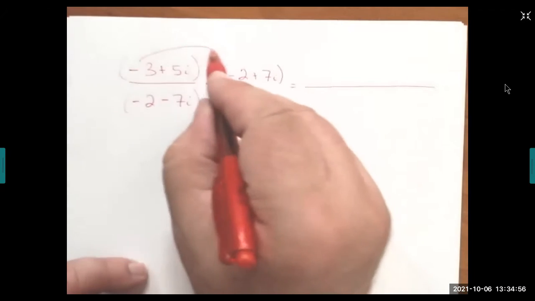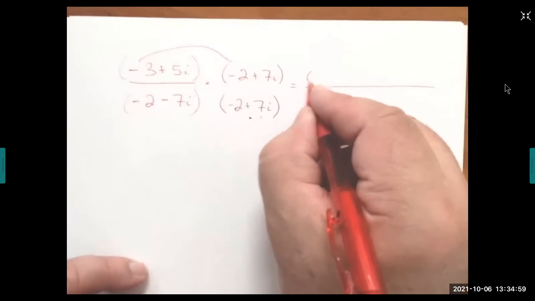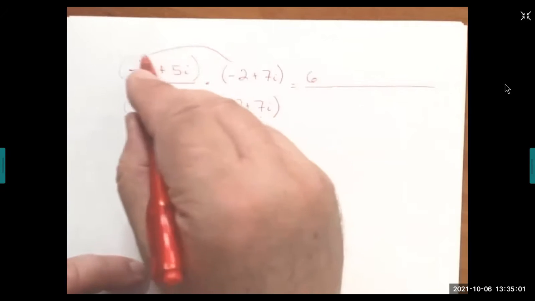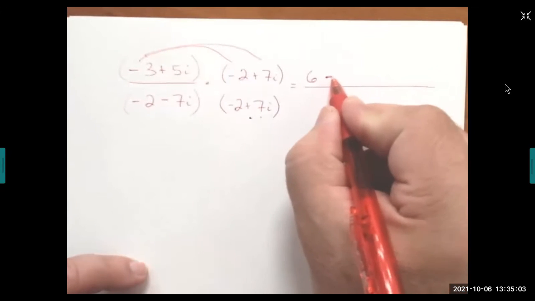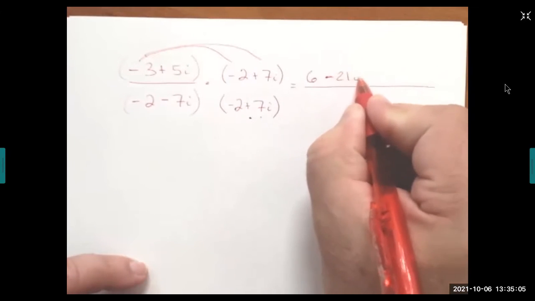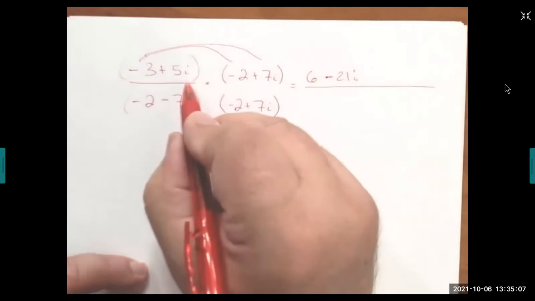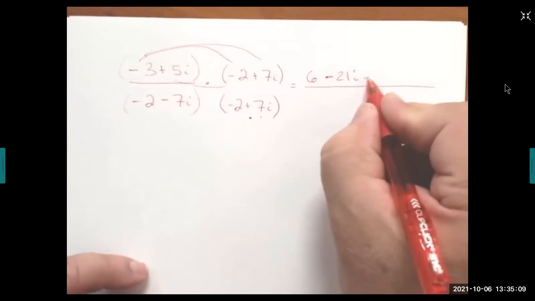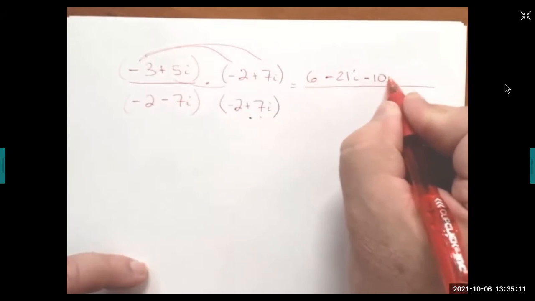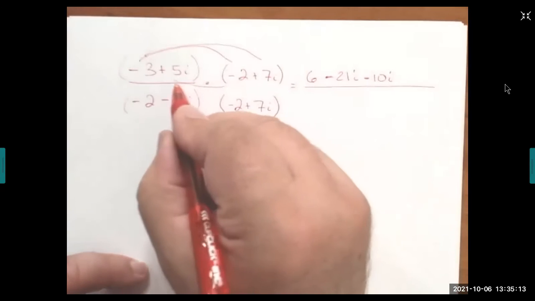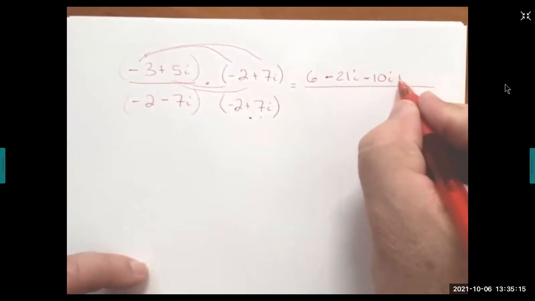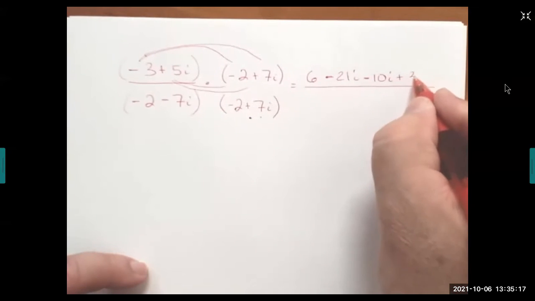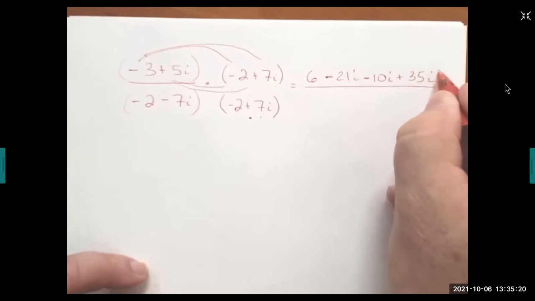So negative times negative is a positive. 2 times 3 is 6. Negative times positive is negative. 7 times 3 is 21i. Positive times negative is negative. 5 times 2 is 10i. Positive times positive is positive. 5 times 7 is 35i squared.